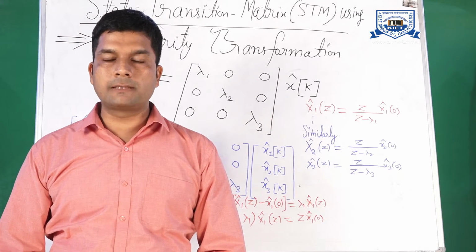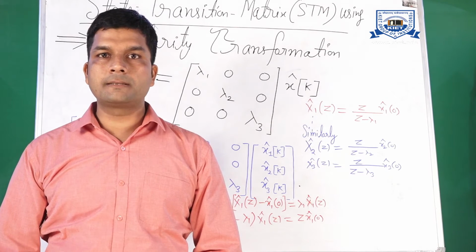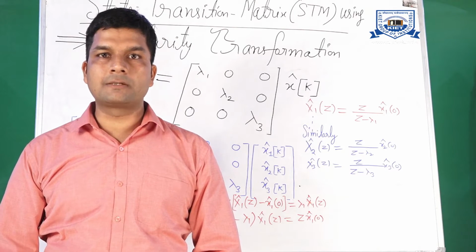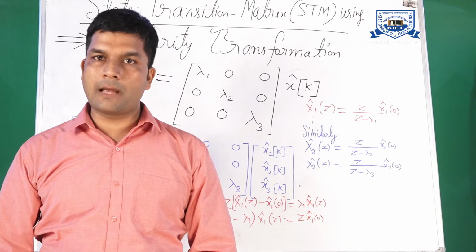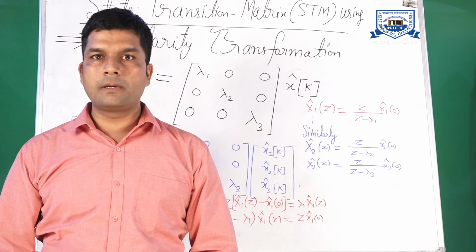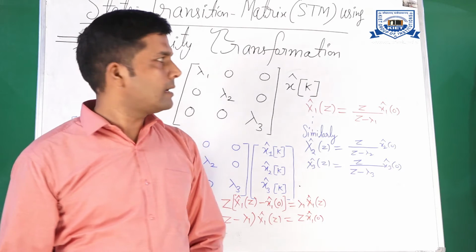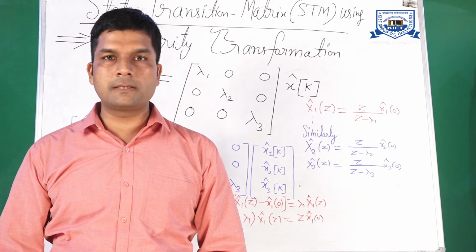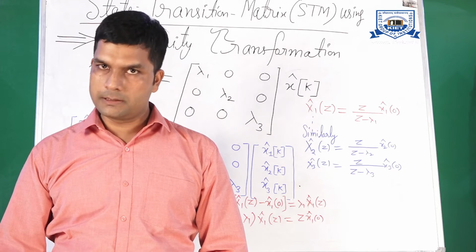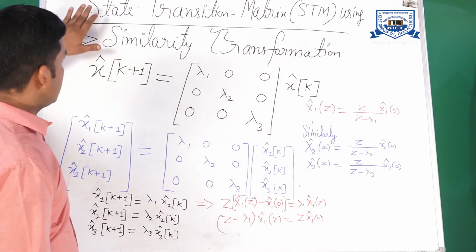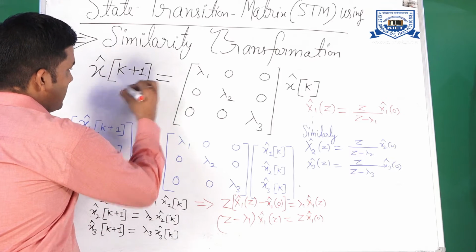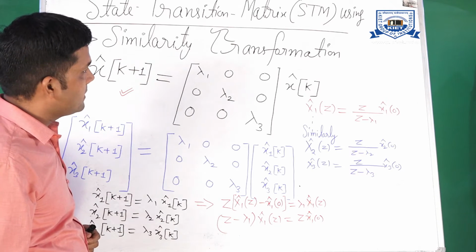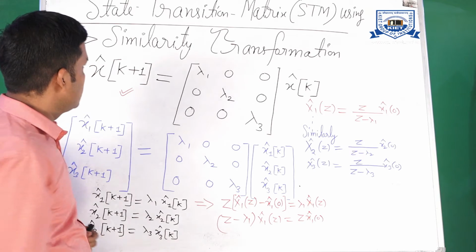In this lecture, we will see how to find the state transition matrix using similarity transformation. Similarity transformation gives the unique model which is applicable for the whole system, and it can calculate the free response, which is the STM, for the given control system. This is the state space representation of the unique model which is governed by similarity transformation.